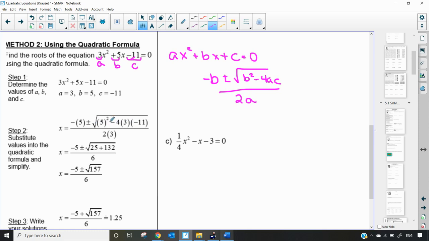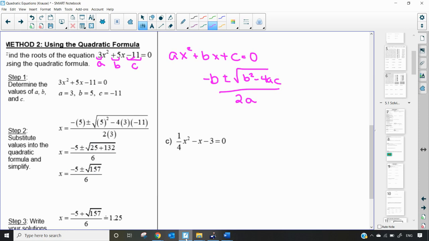Now, obviously, with a positive 5, we don't really need to put the brackets there, but I get in the habit of doing it all the time so that when there is a negative, it's not an issue to have to remember when I use the brackets and when I don't. So again, negative 5 plus or minus the square root of 5 squared minus 4 times 3 times negative 11, all divided by 2 times a, which is 2 times 3. Now we can simplify underneath the radical. So we have 25 plus 132, which simplifies to 157.